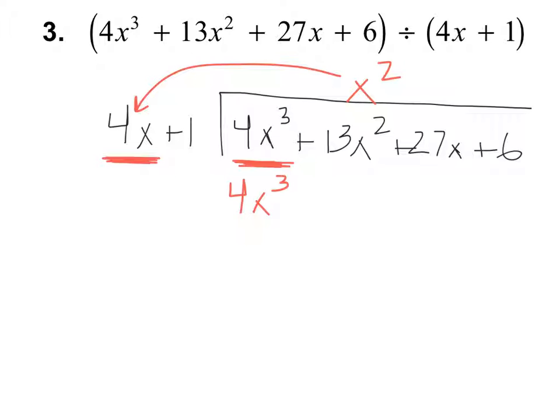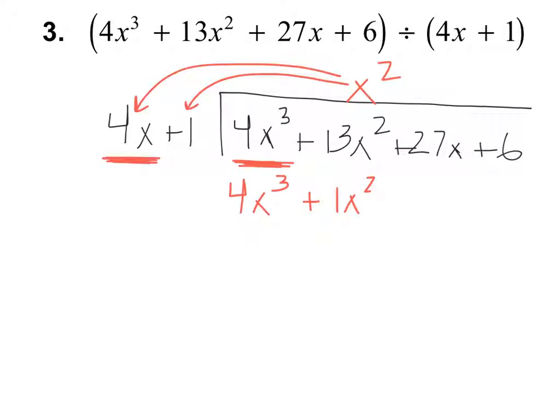And now when doing this, we can't forget that we also have to take the x squared and multiply it by the first term, or the second term as well. So we have x squared times 4x is 4x to the third. X squared times 1 would be 1x squared.